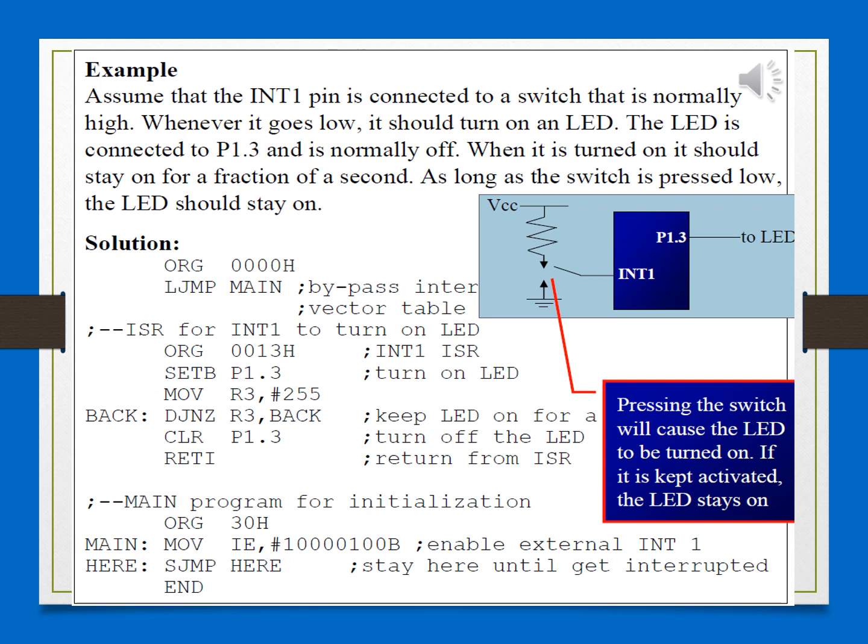Then you are enabling external interrupt 1. Now what are you doing? SJMP here, end. That's the program. You're enabling the external interrupt and you're waiting. What are you waiting for? You're waiting for the interrupt. Whenever there is an interrupt, something has to happen. What is the indication there? At the INT1 pin, a low level signal should be coming. So whenever a low level signal is coming at the external interrupt 1 pin, that means there is an interrupt.